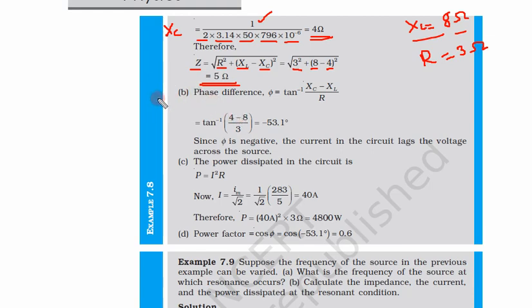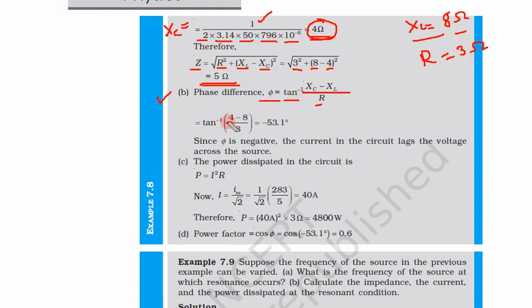Now let us calculate the phase difference. Phase difference phi is equal to, we have already solved its formula, tan inverse of XC minus XL upon R. Now let us put in all the values. See, here we have not used any units because all these are in ohms. So ohm above and ohm below cancel out. That's why we have not used any unit here.